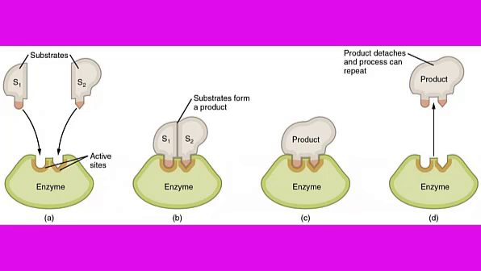So an enzymatic reaction is a chemical reaction catalyzed by enzymes, and it begins with a substrate binding to the enzyme. So what is a substrate? A substrate is a reactant in an enzymatic reaction. This occurs on regions of the enzyme known as active sites.